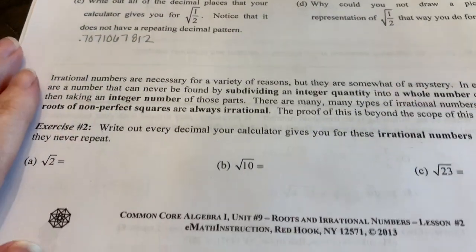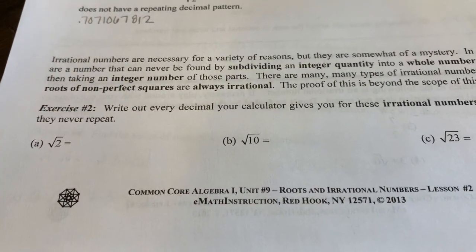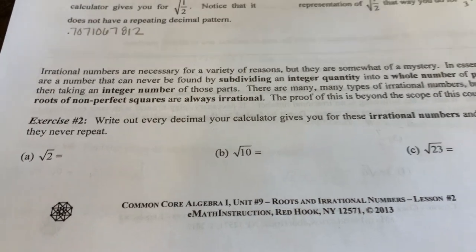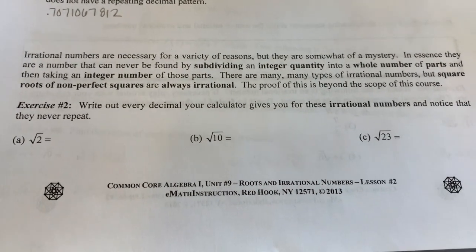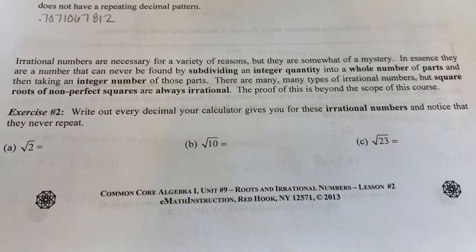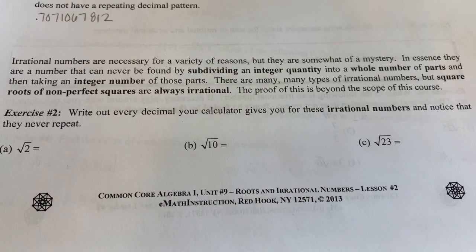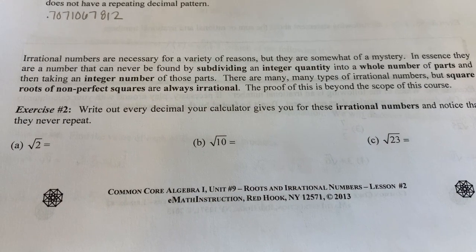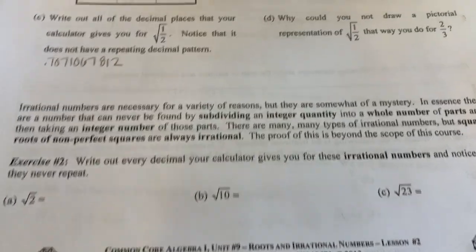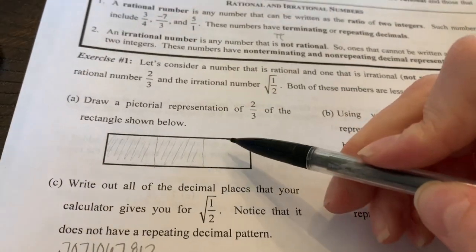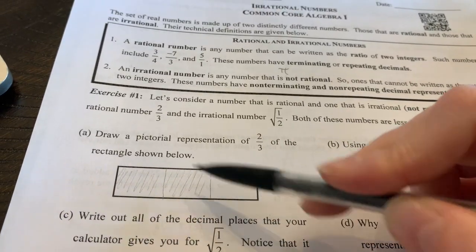So irrational numbers are necessary for a variety of reasons, but they are somewhat of a mystery. In essence, they're a number that can never be found by subdividing an integer quantity into a whole number of parts and then taking an integer number of those parts. That's just a really fancy way of saying that we can't do this. We can't take an integer number and break it up into parts.